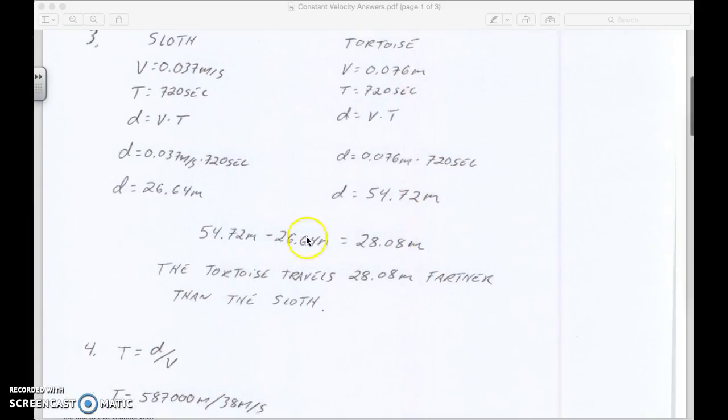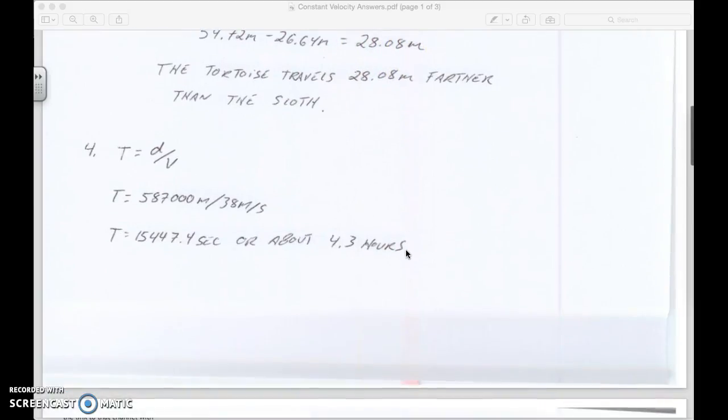How much further is the tortoise? I just need to take the difference of those two numbers, and I get that the tortoise is 28.08 meters ahead of the sloth. Number 4, a train is traveling 38 meters per second from Philadelphia to Cleveland. If the trip is 587,000 meters, how long does it take the train to reach Cleveland?